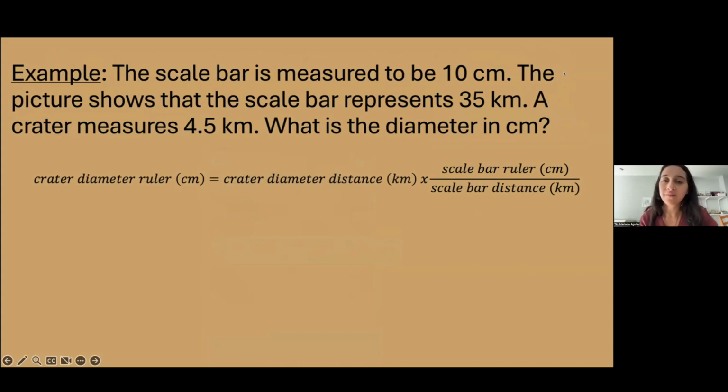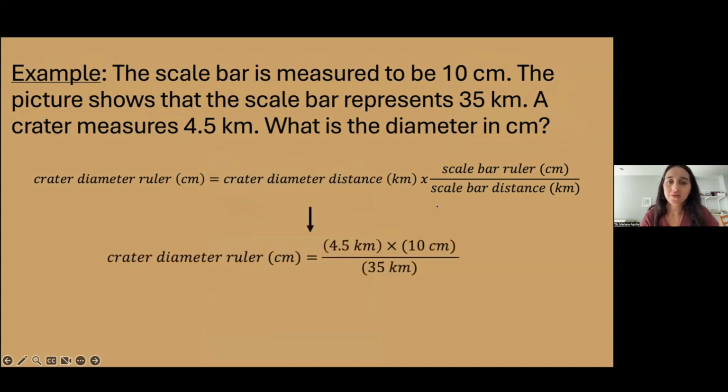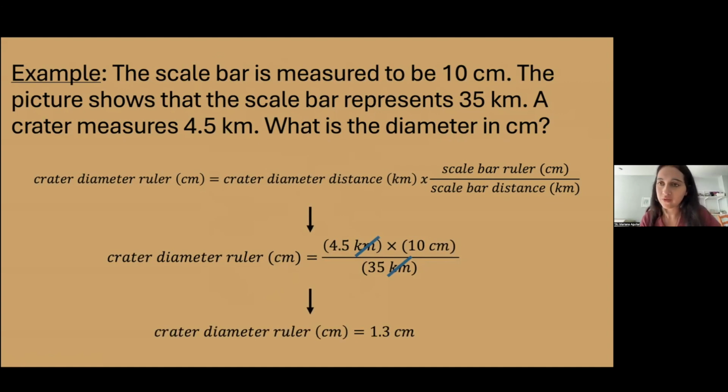So we have this equation and we can plug in the values. We're solving for the crater diameter ruler measurement in centimeters. We know that the crater distance is 4.5 kilometers, so we can plug that in, multiplied by what we measured the scale bar to be, which was 10 centimeters, and we divide that by what it represents, 35 kilometers. Some units can cancel out, and so when we solve this equation, we find that a crater that is 4.5 kilometers is the same thing on our paper as 1.3 centimeters.